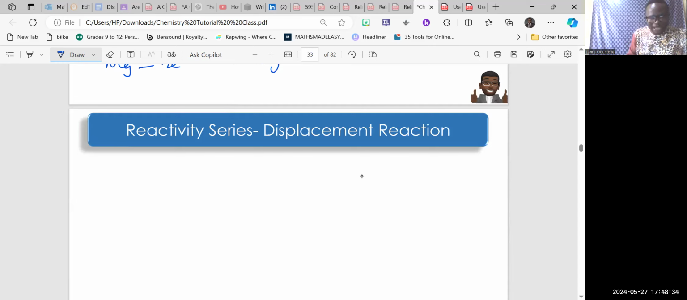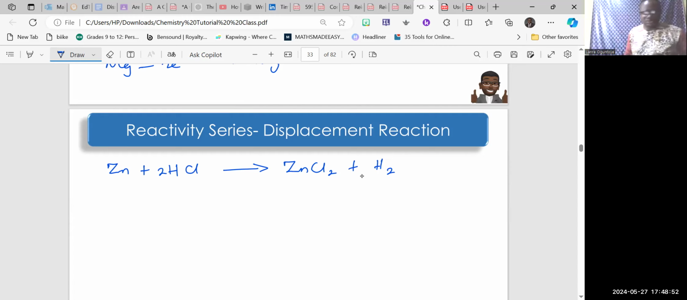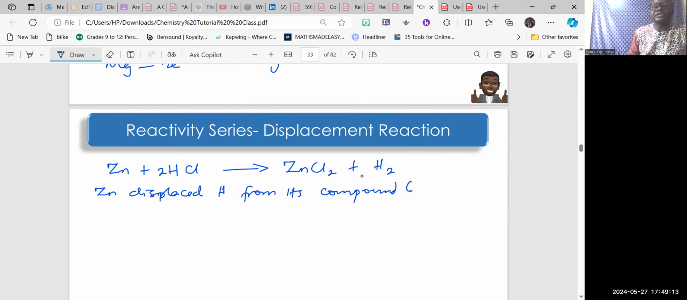Okay, so I will go back to this displacement reaction. I will use hydrochloric acid. Let's say zinc. Zinc plus HCl to form zinc chloride plus hydrogen. We'll balance it. So this is a displacement reaction. Why? Because zinc took the place of hydrogen. It means that zinc displaces hydrogen from its compound. And that compound is HCl. So that tells us that zinc is more reactive than hydrogen.